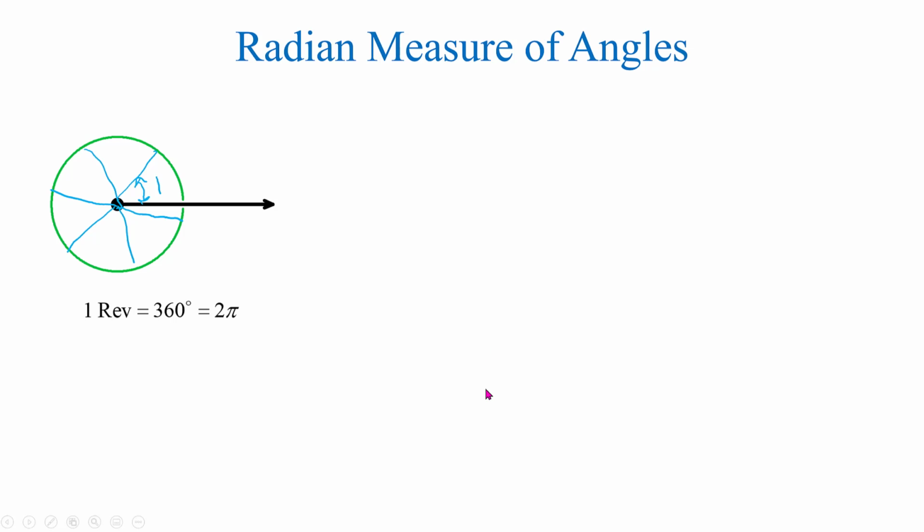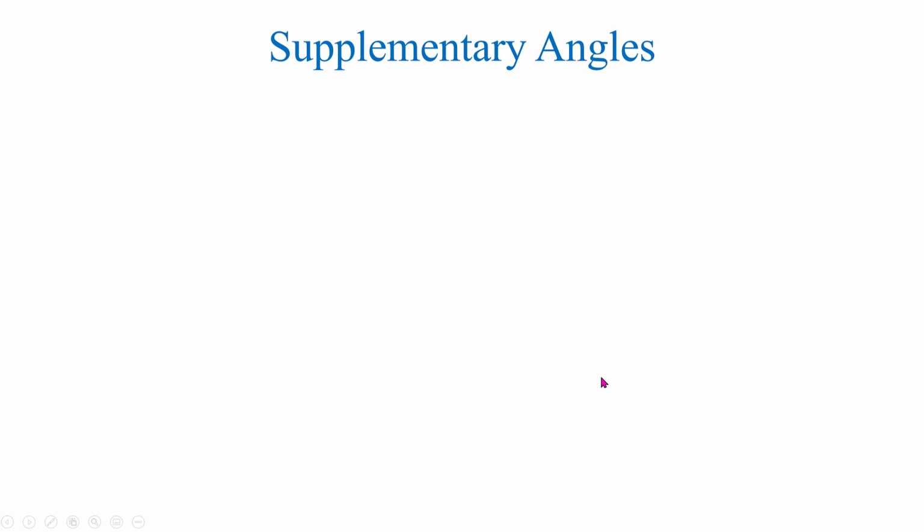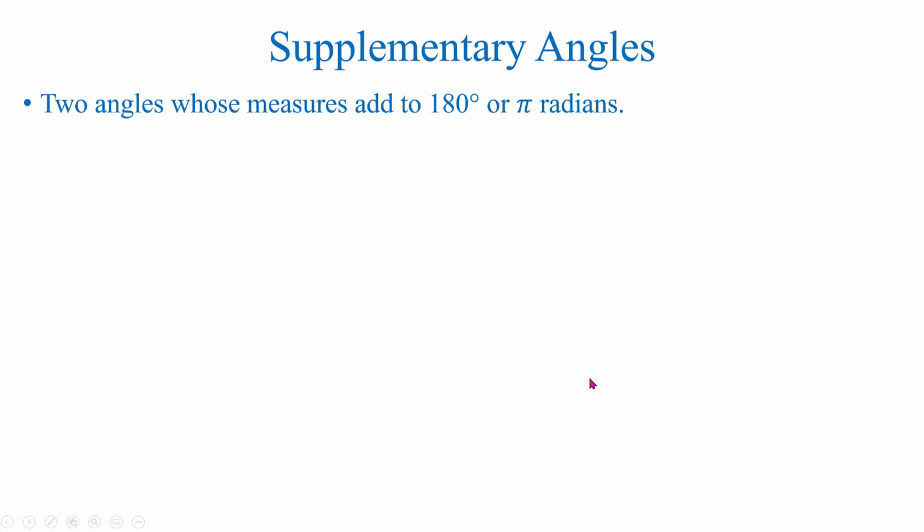Well then, for half of a revolution, the angle measure in radians is 1/2 times 2 pi, or pi radians. 1/4 of a revolution has measure 1/4 times 2 pi, or pi halves radians. Sometimes we include radians with the measure, sometimes we don't. We'll talk more about that later, but let's move on to supplementary angles for now.